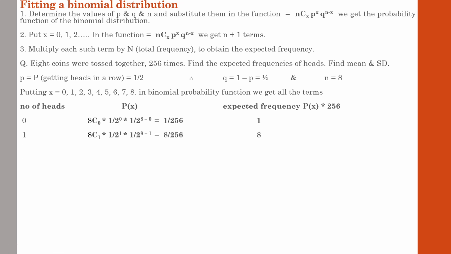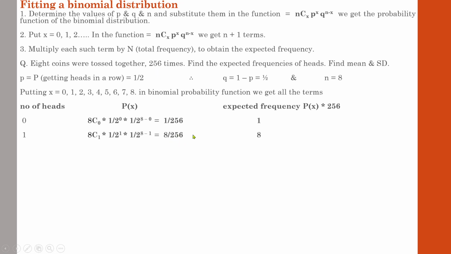Next one. If the number of heads is 1, it will be like this: 8C1 into 1 by 2 raised to 1 into 1 by 2 raised to 8 minus 1. You will get 8 by 256. That is the probability of getting one head. But you need to find the expected frequency. Expected frequency means the probability of that particular event, that is 8 by 256, into the total number of events, that is N, capital N, not small n.